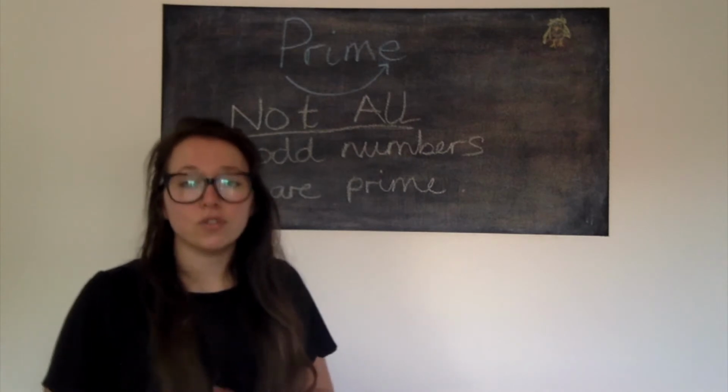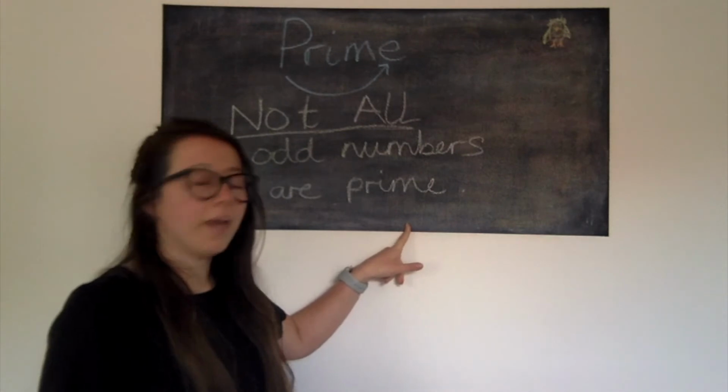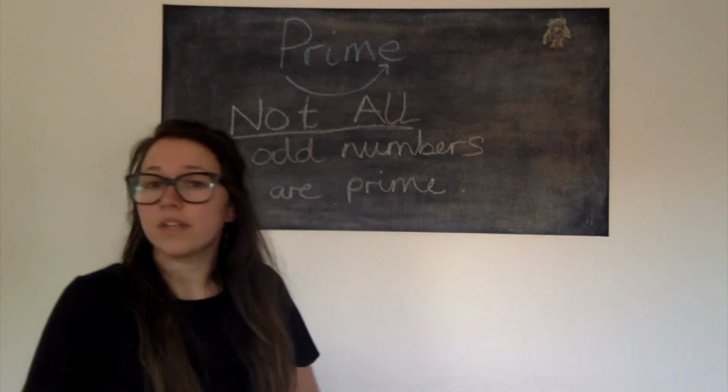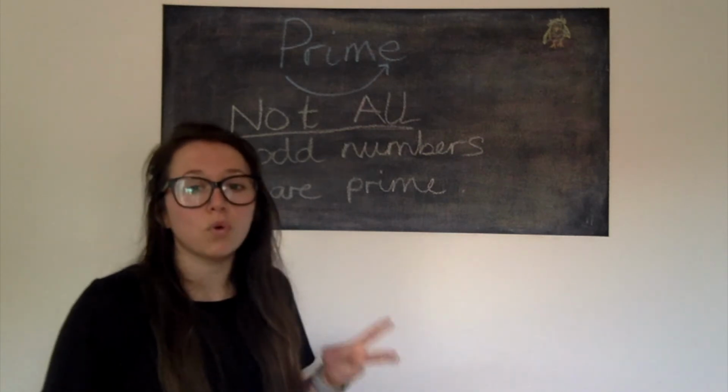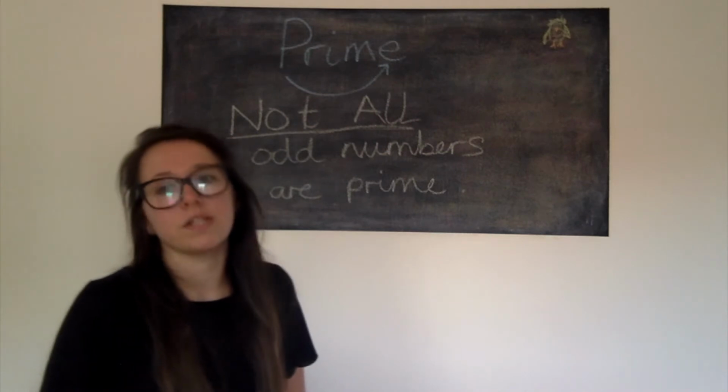However, this does not mean that all odd numbers are prime. Okay, this is a trap that lots of us fall into. There are lots of odd numbers that are not prime numbers, so they have more than 2 factors. Now, the mathematical term for this is composite numbers.